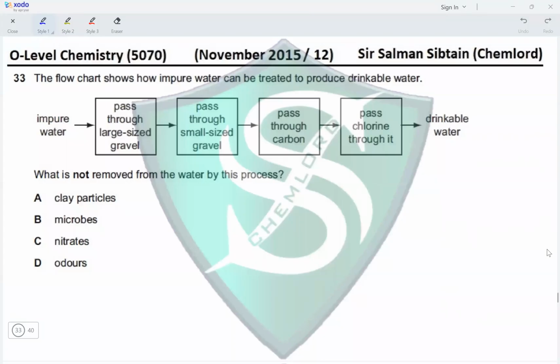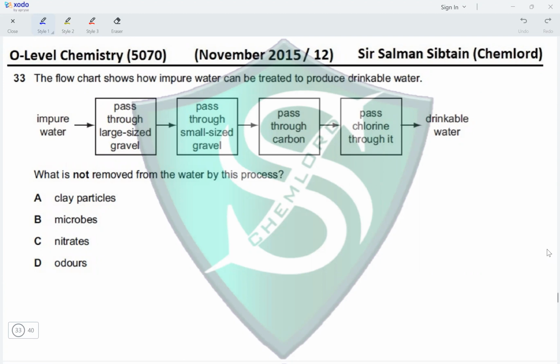Question 33. The flow chart shows how impure water can be treated to produce drinkable water. So impure water is passed through large size gravel to remove large solid particles. Then it is passed through small size gravel to remove small particles present. It is passed through carbon to remove taste and odors. Then it is passed through chlorine to disinfect it in order to make it drinkable.